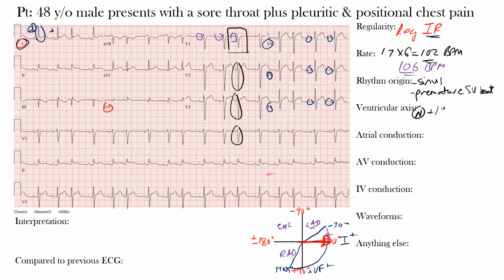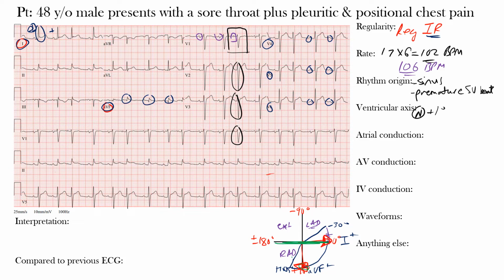If we look at lead AVF, which is here, notice again we have these positive upright complexes throughout. So we're going to head towards the positive end of lead AVF. And notice that AVF is almost isoelectric, meaning that you have pretty much the same negative and positive components. And that can help you know that the axis is likely perpendicular to AVF, so it might be running along this.